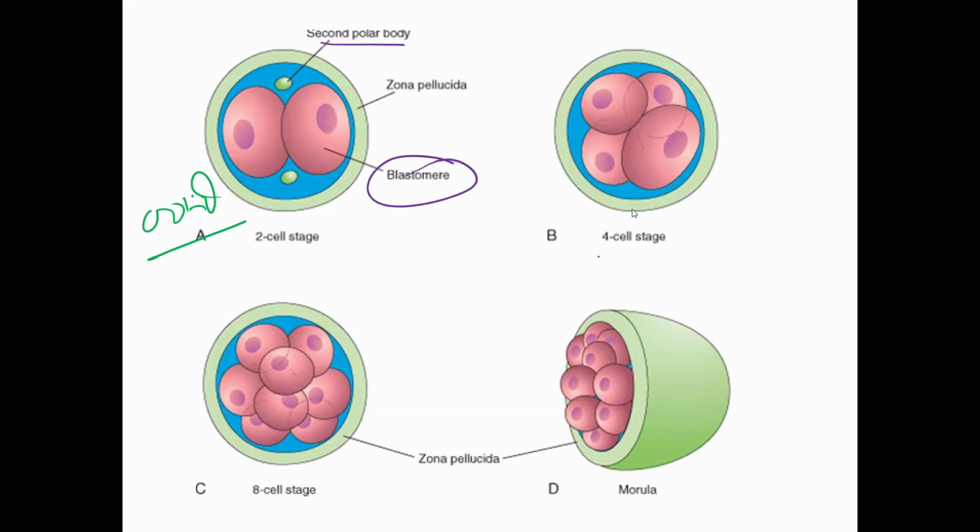They divide into two cells, from 2 to 4, 4 to 8. Till 8 they are very loosely packed, and in the morula they are tightly packed cells, but within the egg. Imagine cells dividing within the egg. So there is no expansion. Why? It's because of the zona pellucida. Remember, the zona pellucida is like an outer shell of the egg, so it doesn't give space for expanding.